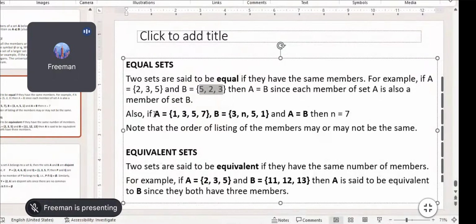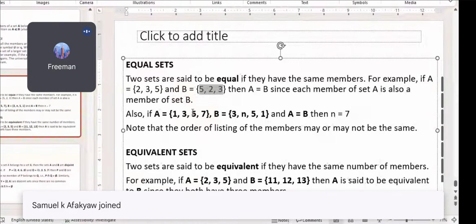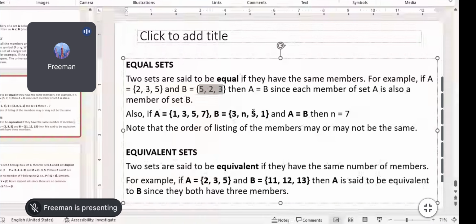Look at a trick here. We have another set A: 1, 3, 5, and 7. Then another set B: 3, 5, and n, 1. You agree with me that 1 in A can be found in B, 3 in A can be found in B, 5 in A can be found in B, 7 in A cannot be found in B, and we have n in B that cannot be found in A. But if you have additional information that set A equals set B, then of course, you don't need any rocket science to know that the n here represents the 7.